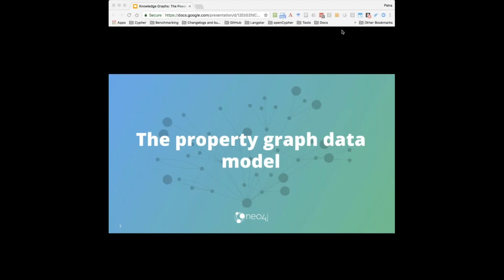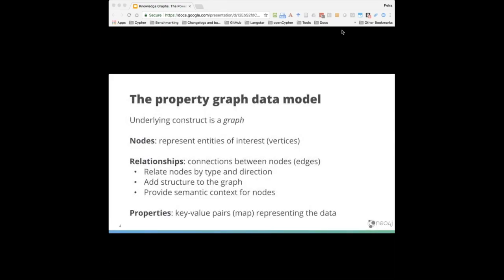So I shall begin quickly with the property graph data model refresher. The underlying construct is a graph, and it consists of three main facets, if you like. The first one is a node, and this essentially represents entities of interest within a domain. For example, a node can be a person, a building, a vehicle, these sorts of things. That's also analogous, for those of you who come from a mathematical background, to the notion of a vertex. So it's a synonymous term.